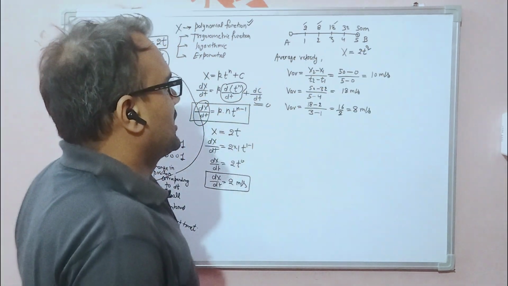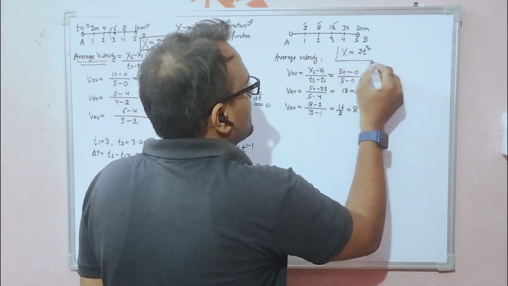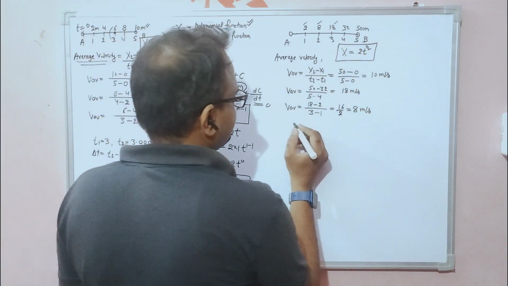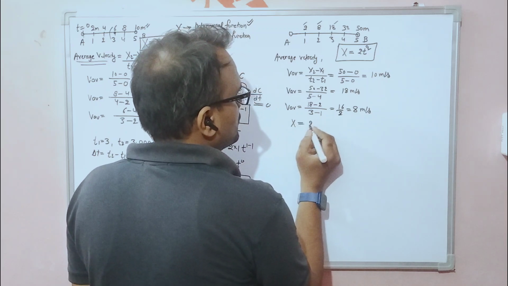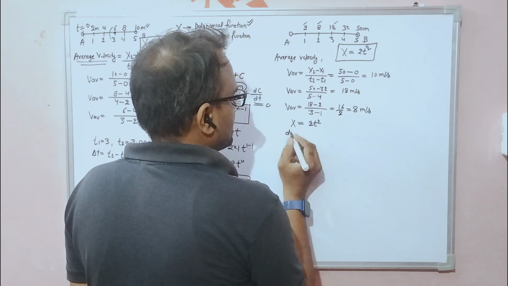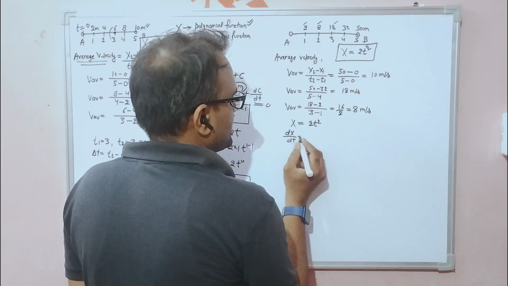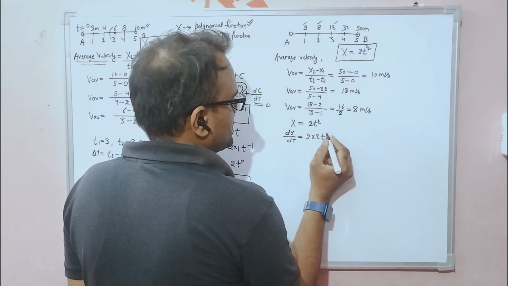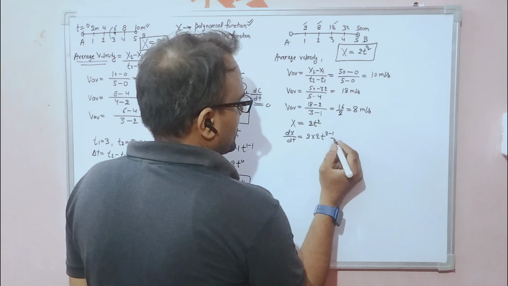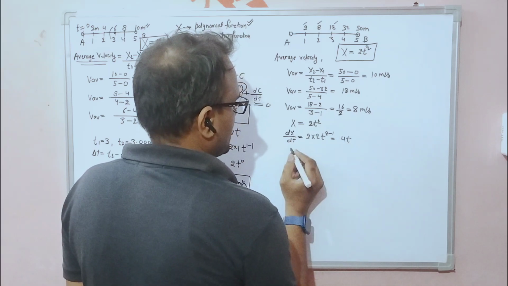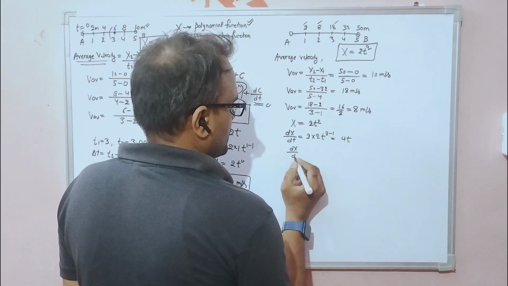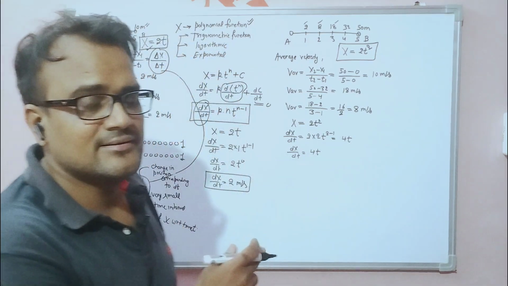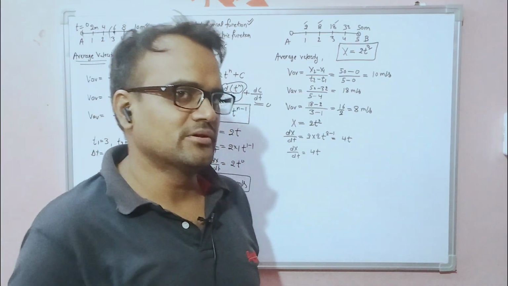So now I want to apply the derivative concept on this. If x equal to 2t square, then I will be getting dx over dt equal to 2 into 2t to the power 2 minus 1. So I am getting 4t, right? So dx over dt is equal to 4t. And what is this dx by dt? This is the instantaneous velocity, right?